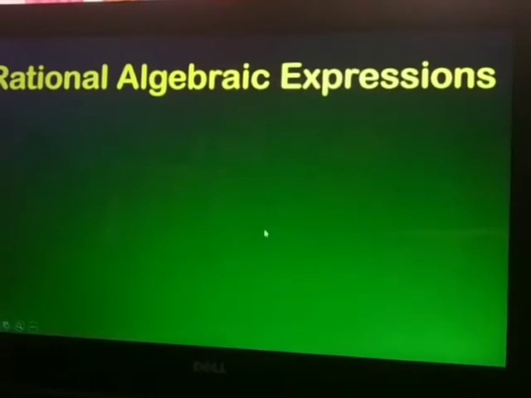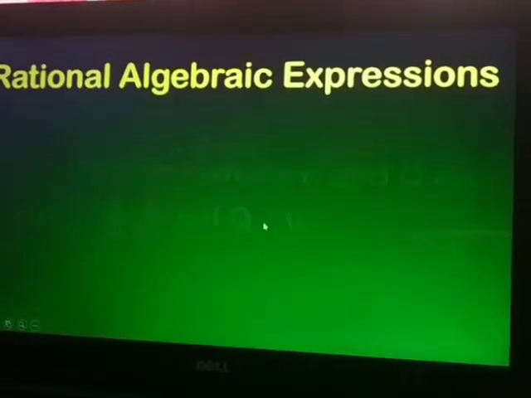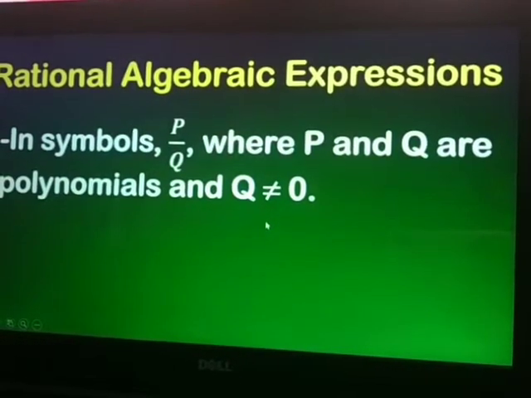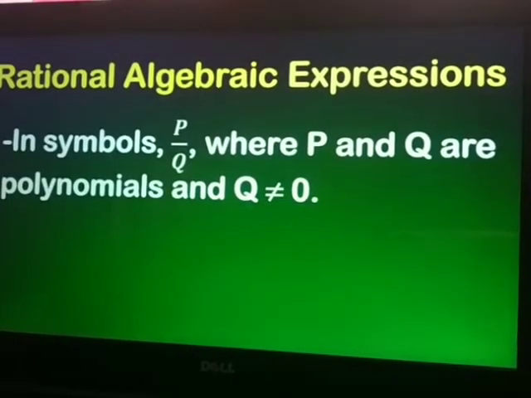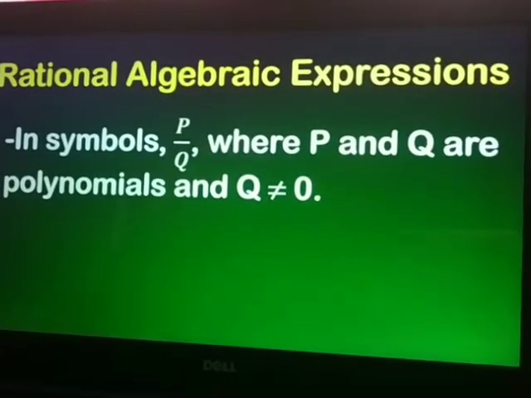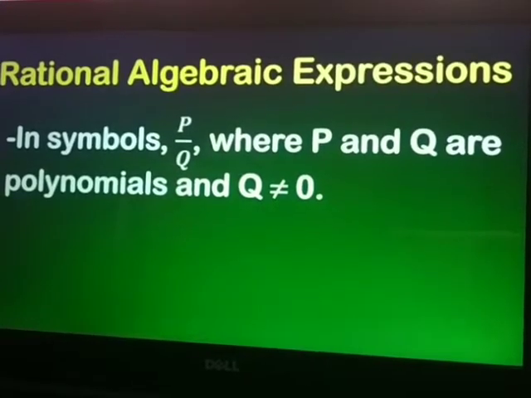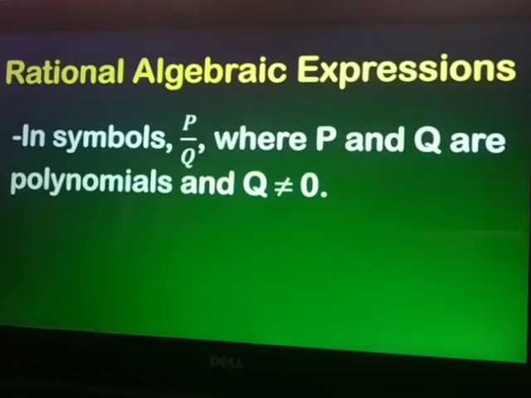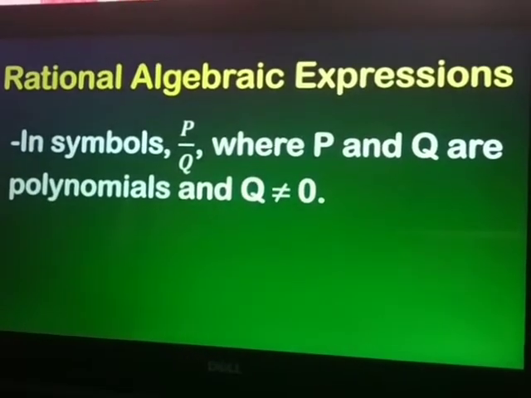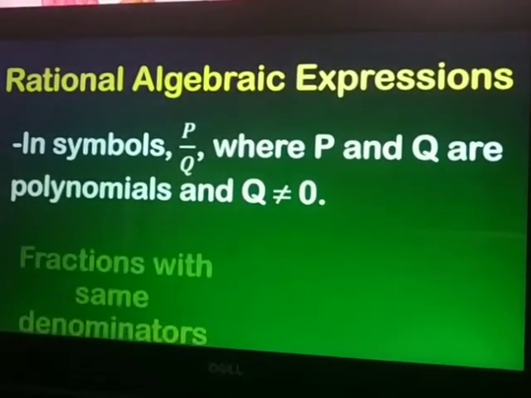Now, rational algebraic expressions, as we have studied, are in the form P over Q, where P and Q are polynomials, where Q is not equal to 0. So we will see them in fraction form. There is a numerator, which is P, and Q is the denominator. And make sure that your denominator is not equal to 0.